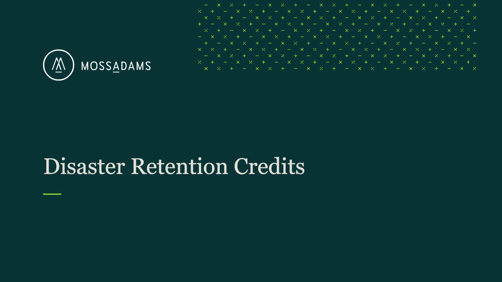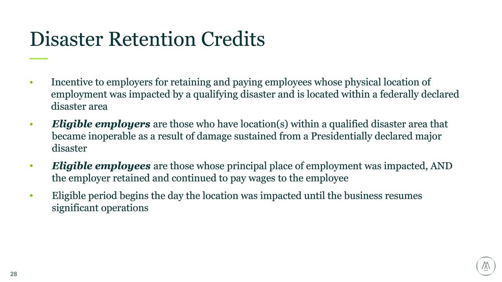So the first one we're going to discuss is the Federal Disaster Retention Credit. So legislation for this credit was recently retroactively extended as part of the spending bill signed into law on December 20th. This is an incentive to employers for retaining and paying employees whose physical location of employment was impacted by a qualifying natural disaster during 2018 or 2019 and is located within a federally declared disaster area. So something to note is that currently businesses will need to amend their 2018 return to take the credit for eligible wages from a 2018 disaster. However, the IRS is discussing possibly issuing guidance to allow businesses to claim the 2018 credit on their 2019 return. So there's more to come on that.